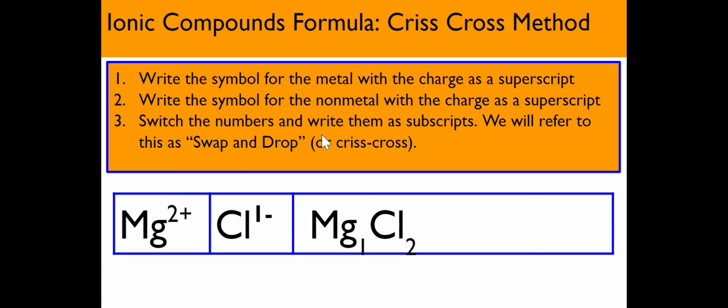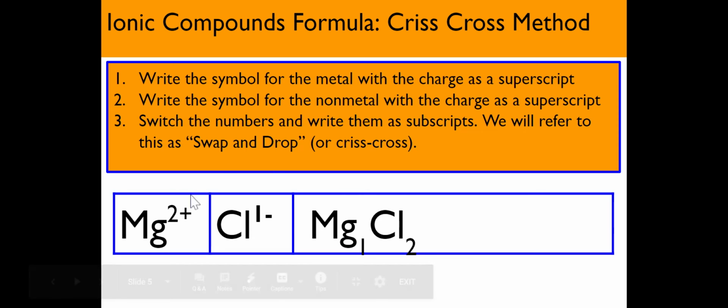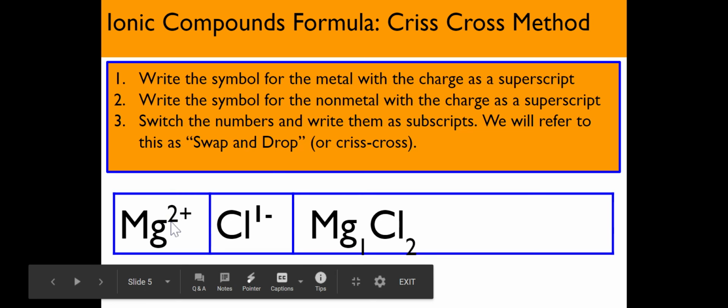And then what you're going to do is write these two symbols right next to each other. Magnesium, Mg first, metal first, and Cl, non-metal, after. What you're going to do is swap and drop the numbers. Like this one is a 2. What you're going to do is put this 2 right next to chlorine, at the bottom, at the right side, the foot, okay?